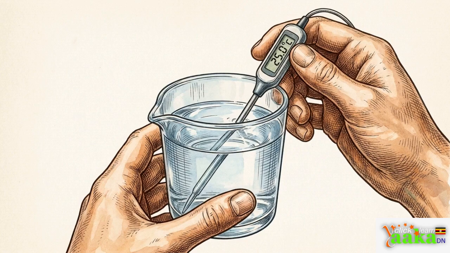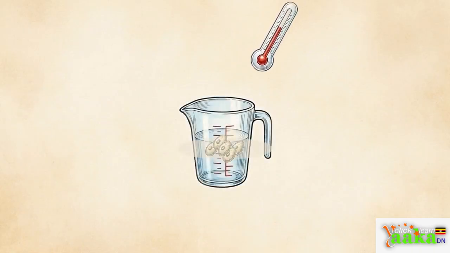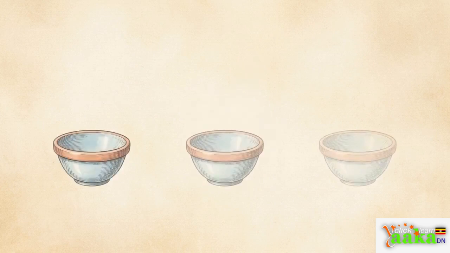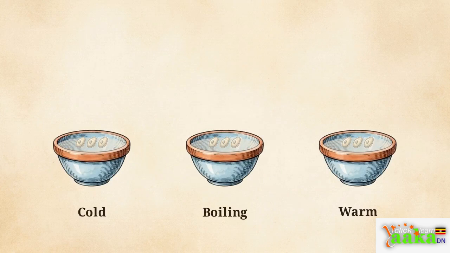Since yeast is alive, the temperature of the water used during mixing determines whether the organism survives to do its work. These three states show the impact of temperature. Cold water keeps the yeast dormant. Boiling water kills the organism instantly. Only warm water triggers the yeast to wake up and begin multiplying.